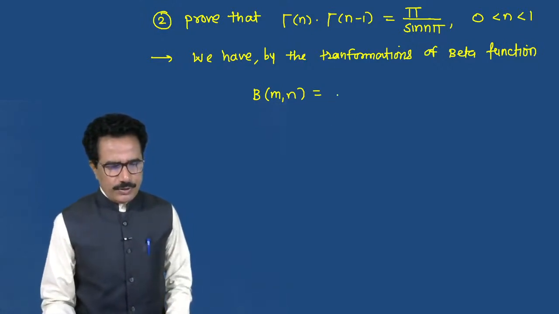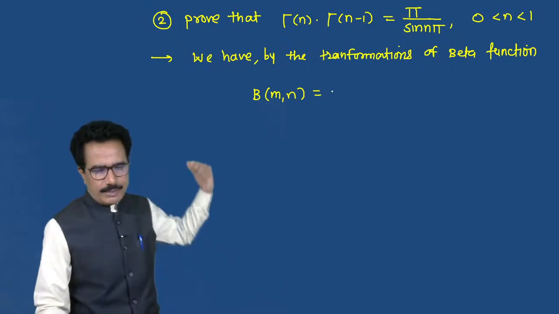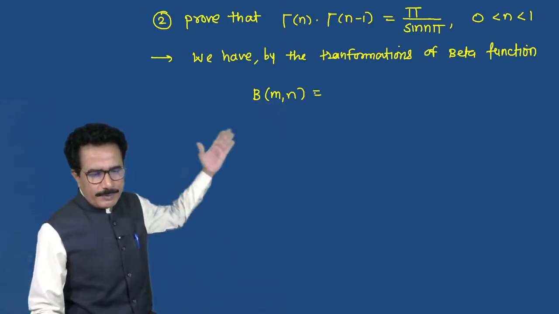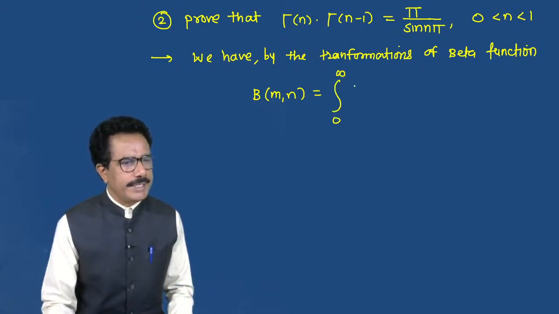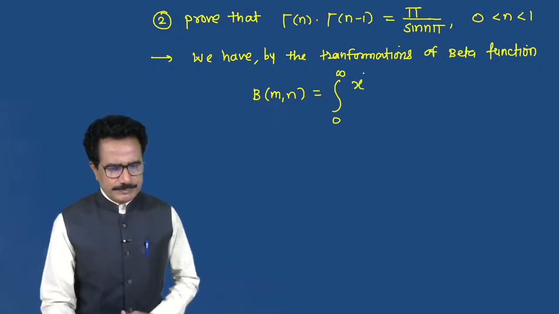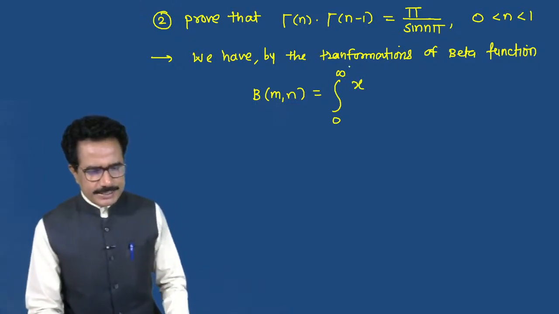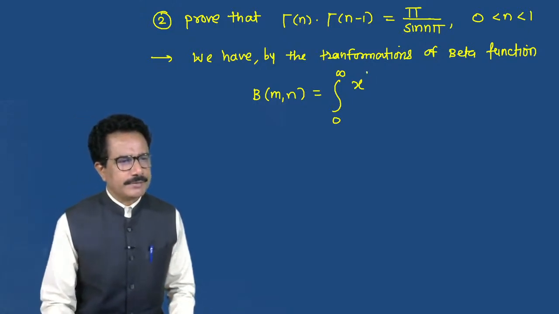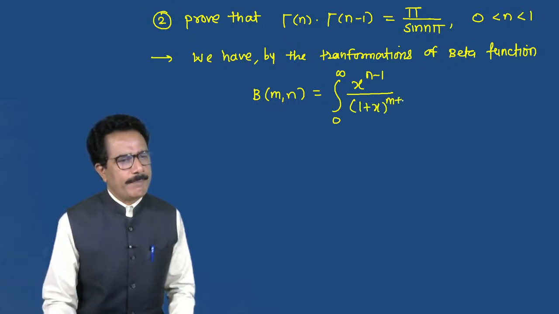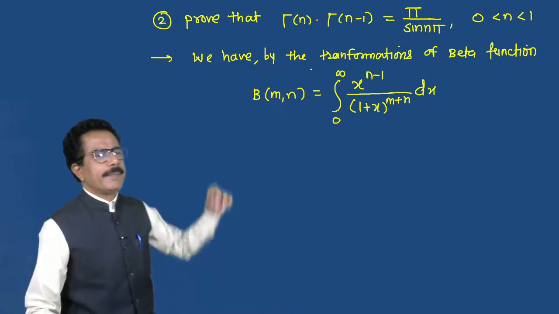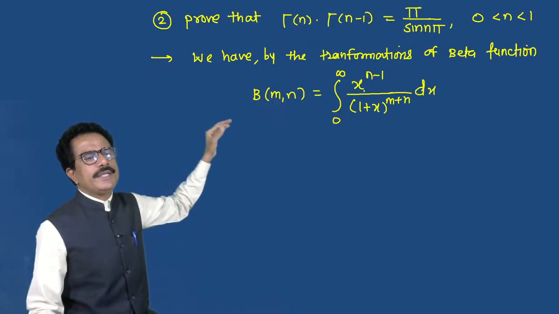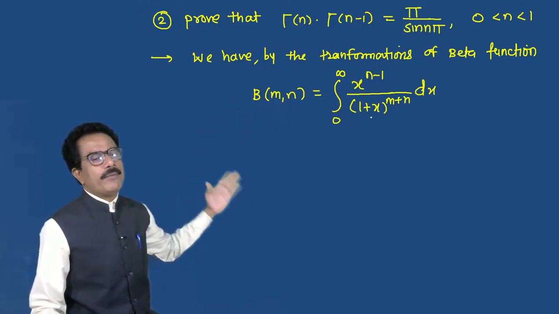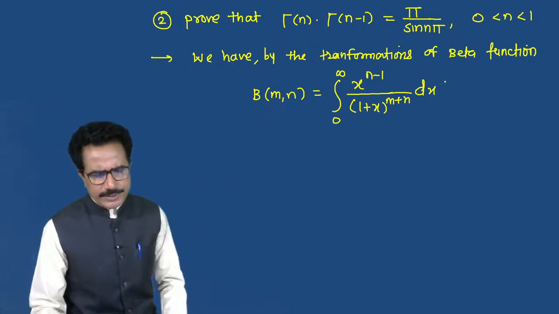We have just proved this. So we know that by the definition and the property of the beta function, beta of m comma n is equal to the integral from 0 to infinity of x raised to n minus 1 divided by 1 plus x raised to m plus n dx. This is the transformation of the beta function. Or you can also write the integral from 0 to infinity of x raised to m minus 1 divided by 1 plus x raised to m plus n dx. There is no problem.